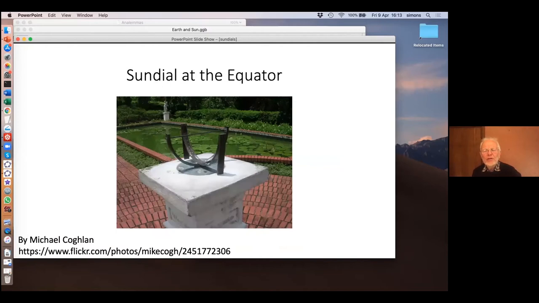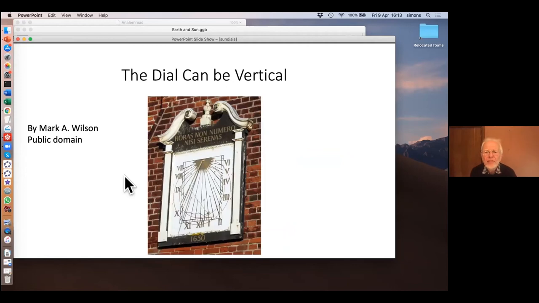Okay, so what about a sundial at the equator? The gnomon has to be horizontal in order to be parallel to the Earth's axis and oriented north-south, of course. So there it is, that one's actually in Singapore. So that is the gnomon, well, strictly that piece of metal is the style, and that is the scale on which you read the time. That's quite fun. You can also have a vertical dial. That'll only work when the sun's shining on that wall.